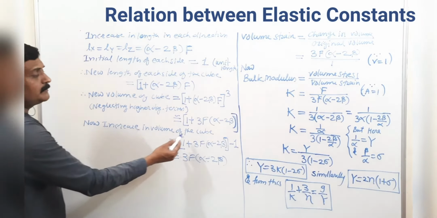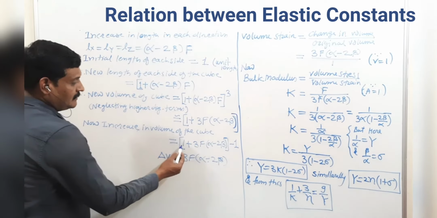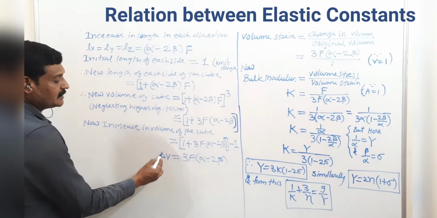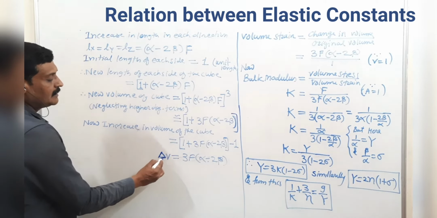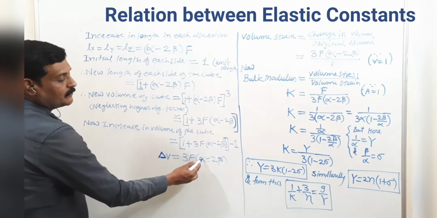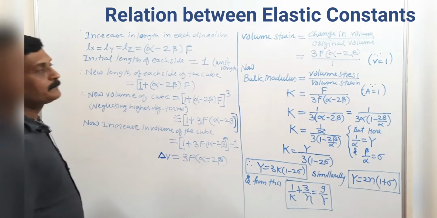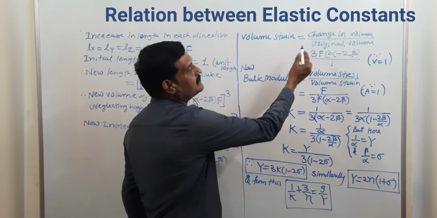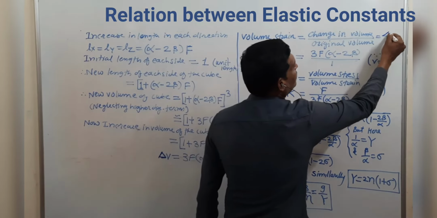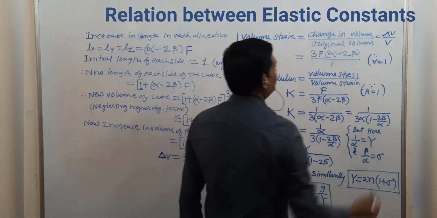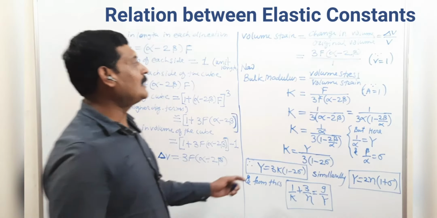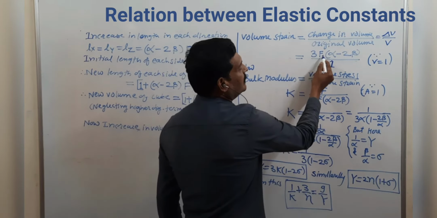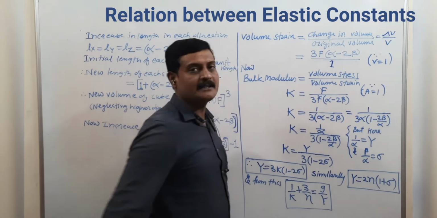Now the increase in volume of the cube is the final volume minus the initial volume. The initial volume is 1. So the increase in volume, delta V, is 3f (alpha minus twice beta). So we know that volume strain means change in volume, that is delta V, upon original volume V. We know that the original volume is 1. The increase in volume is 3f in bracket (alpha minus twice beta).